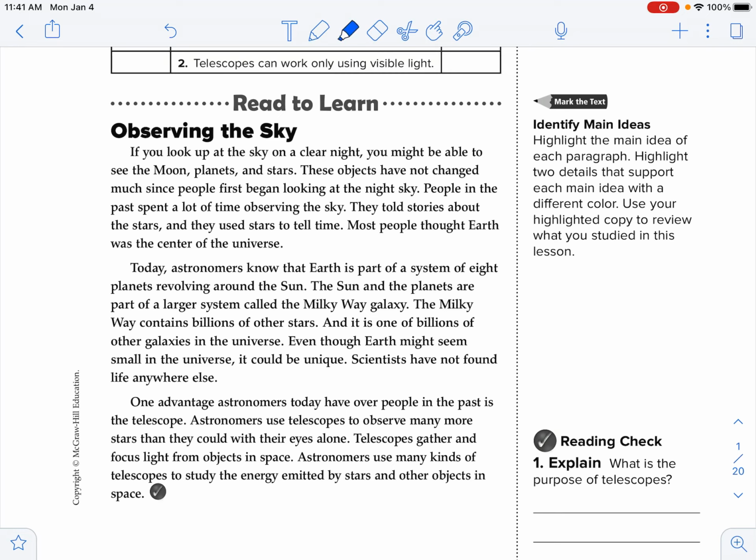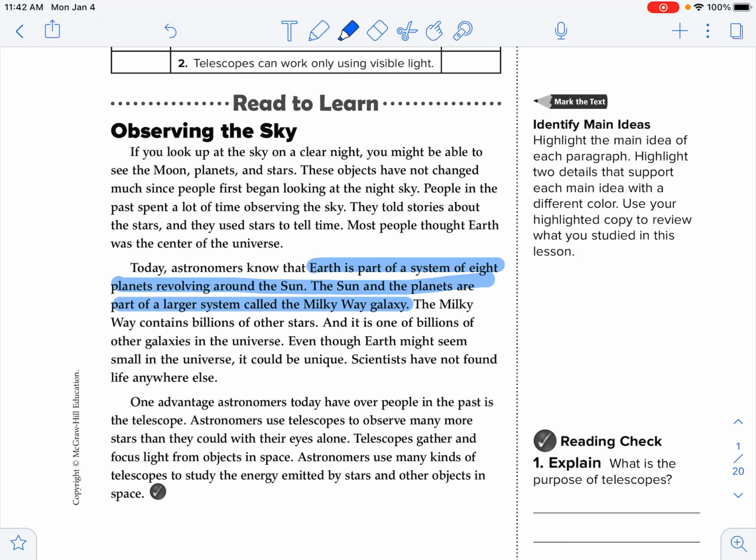All right, so we're going to go ahead and highlight that. The Earth is part of a system of 8 planets revolving around the sun, and that is in a galaxy, the Milky Way galaxy. The Milky Way contains billions of other stars. It is one of billions of other galaxies in the universe. Even though Earth might seem small in the universe, it could be unique. Scientists have not found life anywhere else.